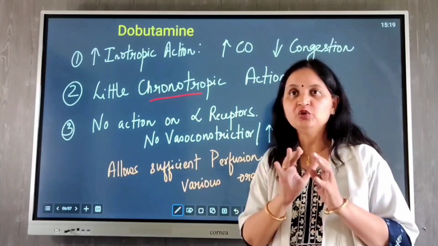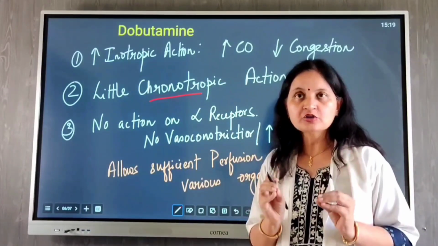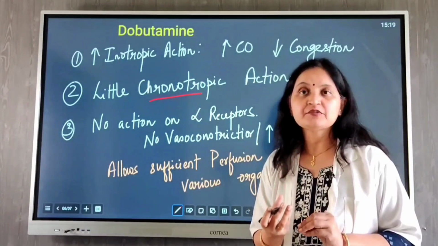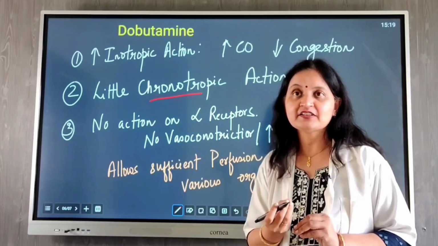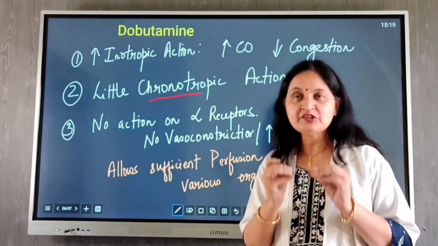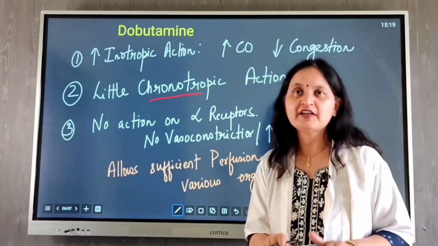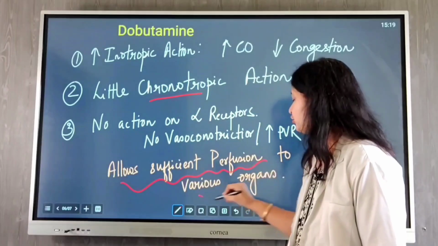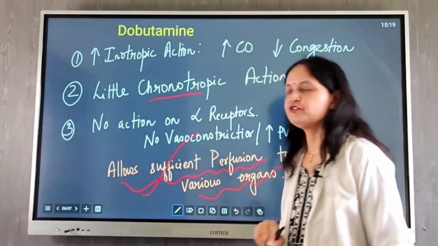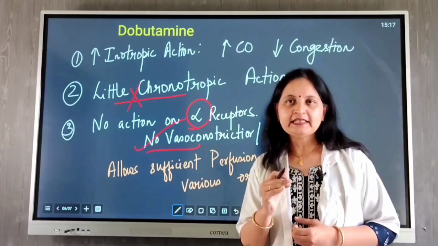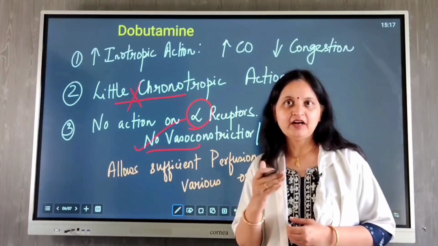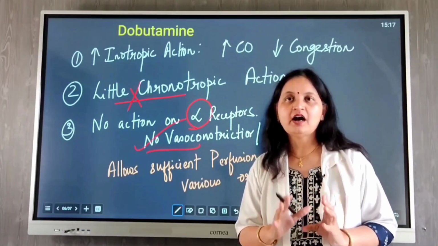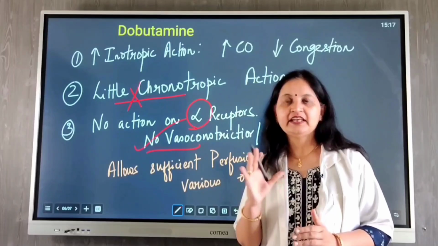So dobutamine has no effect on heart rate, and also it has no action on alpha receptors of the blood vessels. And alpha receptors are responsible for vasoconstriction, increased peripheral vascular resistance, and increased workload. So since dobutamine has no action on alpha receptors, no vasoconstriction, and this allows sufficient perfusion to various organs. This helps in the perfusion to various organs. So dobutamine has a positive inotropic action, but the advantage is that it has no effect on heart rate, no vasoconstriction. So the workload on the heart decreases, and this is helpful in a failing heart.